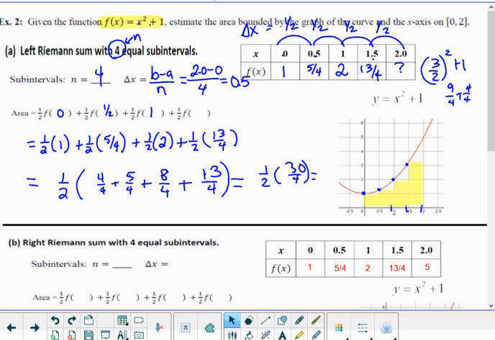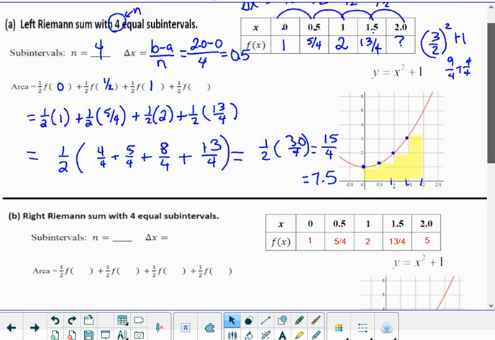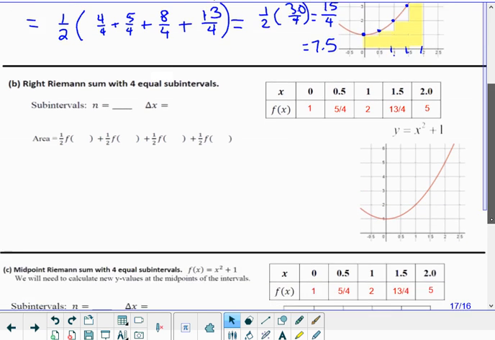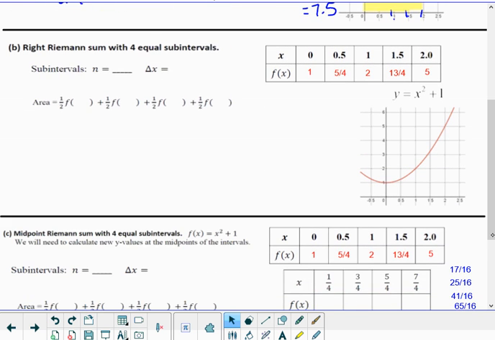And that's going to give me 15 halves, so 15/4, which is about 7.5. Yeah, you should be able to do that by hand as well. All right, the next one, right Riemann sum.